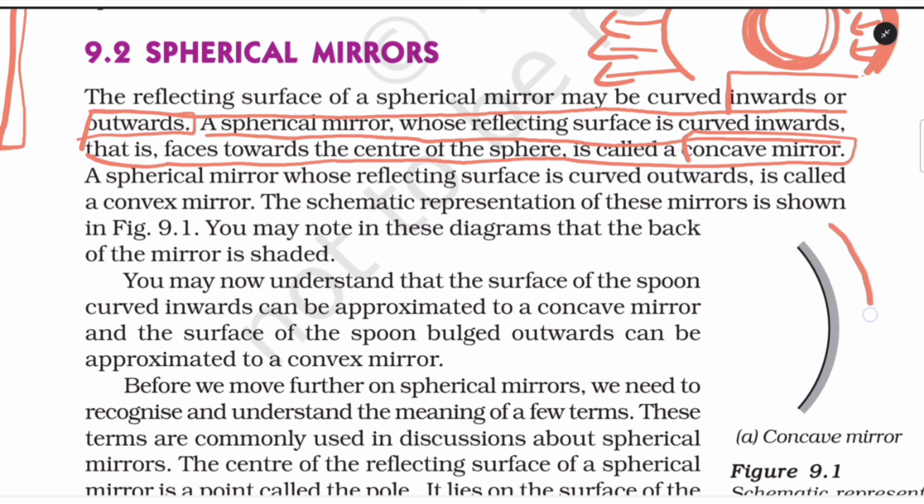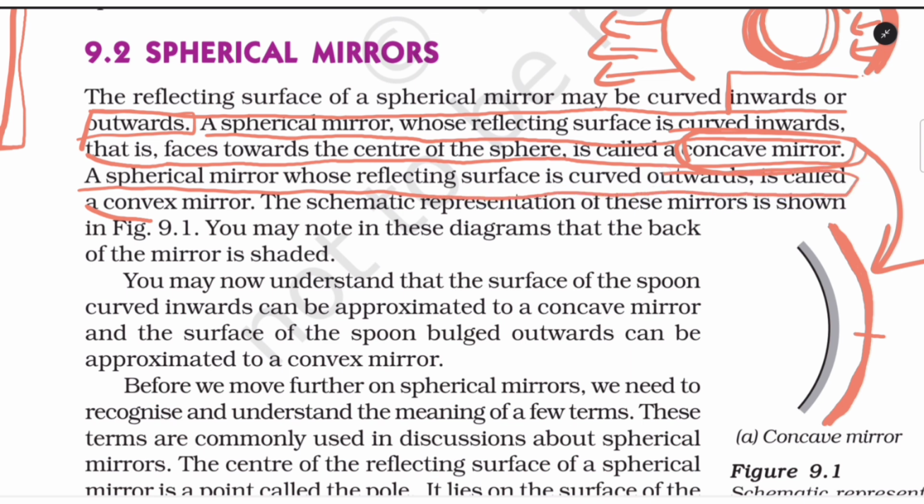Inwards, the spherical mirror is inwards. At the center, if the mirror is inwards, then it is called a concave mirror. When the reflecting surface of a spherical mirror is curved outwards, it is called a convex mirror. Outwards means at the middle it will be outwards. Here you can see that it reflects like this. Then it is called a convex mirror.